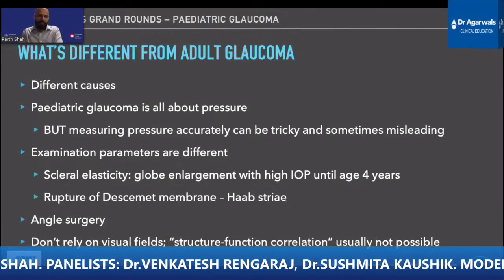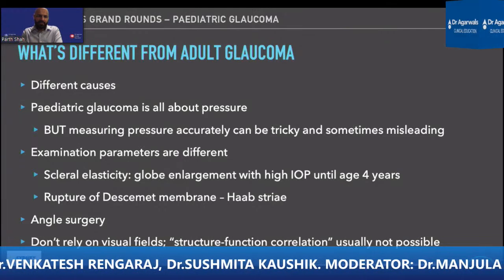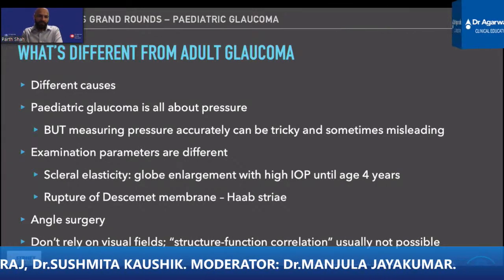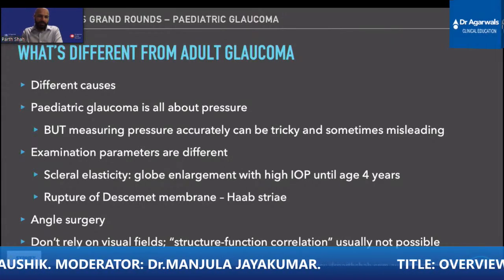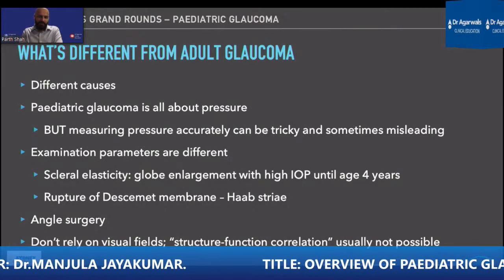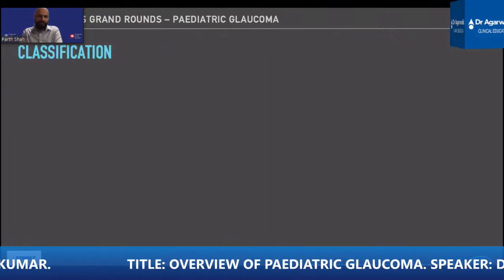In adults, we often rely on OCT and visual fields to guide us in the assessment and progression of glaucoma. And we don't have that in children, firstly, because we can't really perform visual fields reliably in young children, and it's difficult to get an OCT scan of the nerve. So usually this structure-function correlation of glaucoma isn't possible in children.